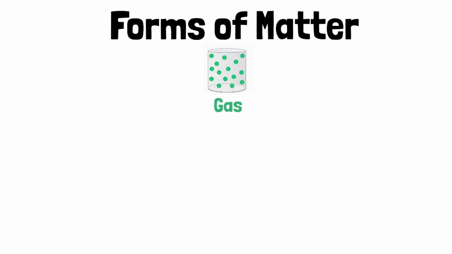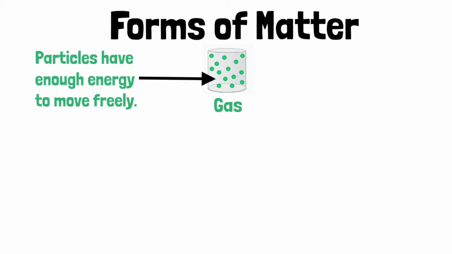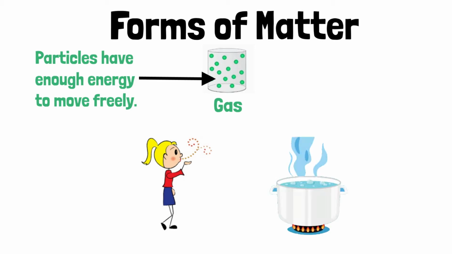Gas, also known as vapor, is a form of matter that has more energy than solids or liquids. Since the particles in a gas have more energy, it is easier to change their shapes and sizes. The air you breathe is a gas, and so is the steam rising from a pot of boiling water.